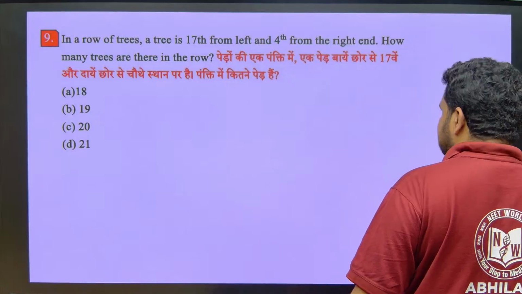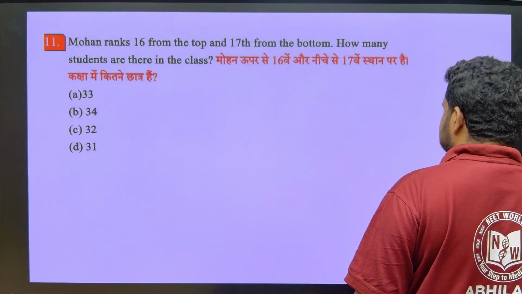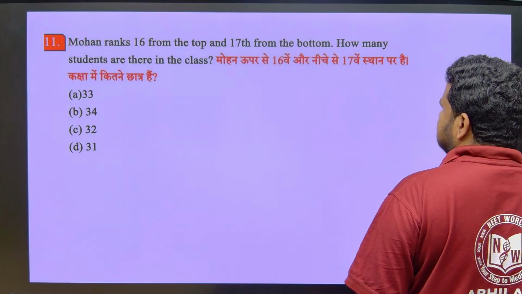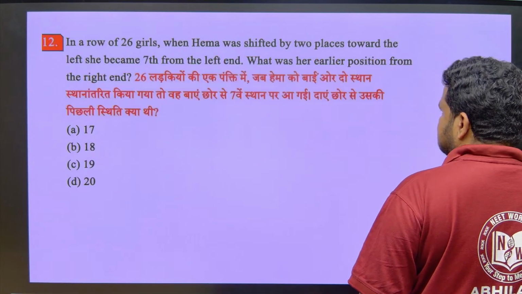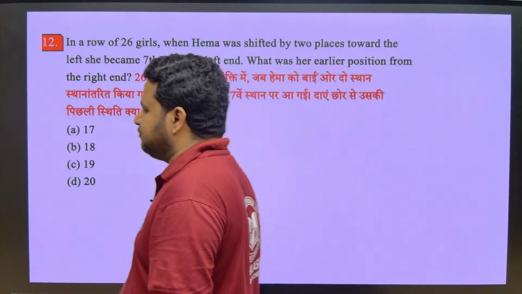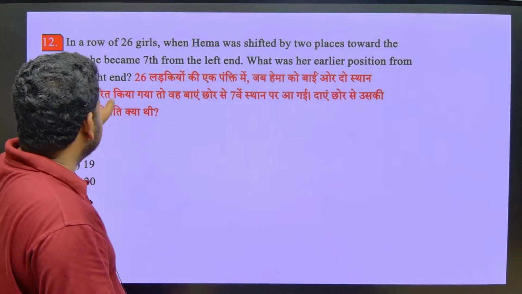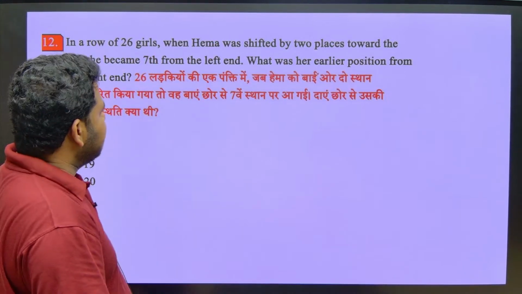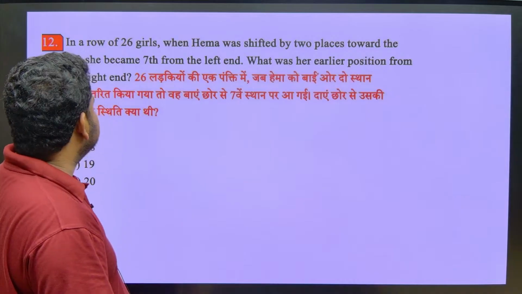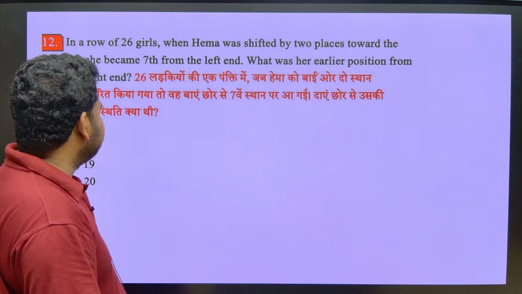Same type of question, I don't want to solve this. Look at this, this is a different type of question. Actually the same concept, but you have to focus here. They are telling: in a row of 26 girls, Hema was shifted by 2 places towards the left. She became 7th from the left hand. What was her earlier position from the right hand?